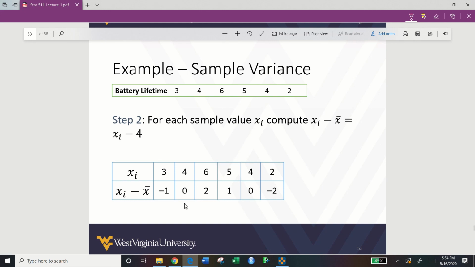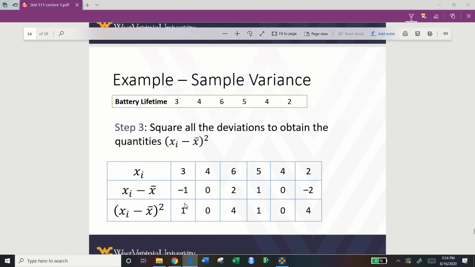3 minus 4 is going to be negative 1. 4 minus 4 is 0. 6 minus 4 is 2. 5 minus 4 is 1. 4 minus 4 is 0. And 2 minus 4 is negative 2. So notice we have a mixture of positive and negative numbers. Negative numbers indicate it's below the mean. Positive numbers indicate that it was above the mean.